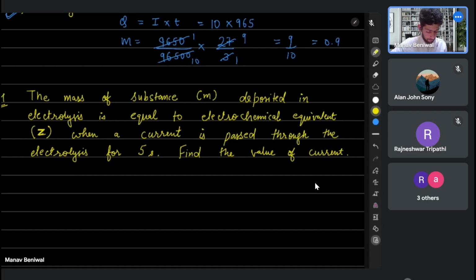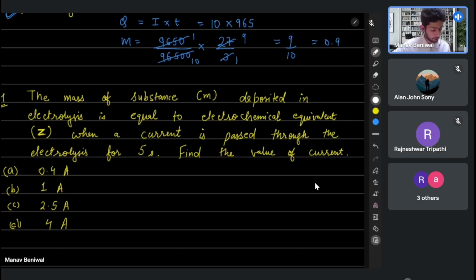Okay, so your options are 0.4 amps, 1 amp, 2.5 amp, and 4 amp. Okay, so you can start solving, and in the meantime, I'll explain the problem.